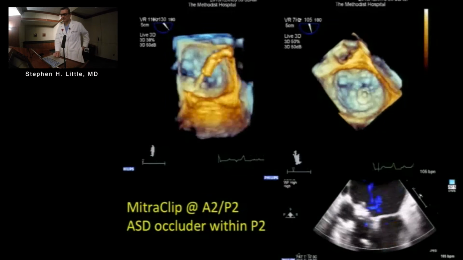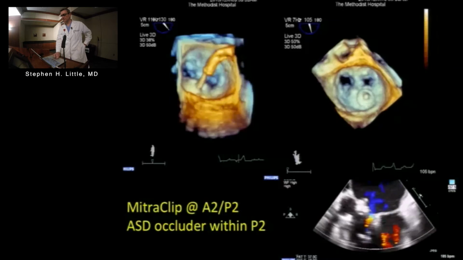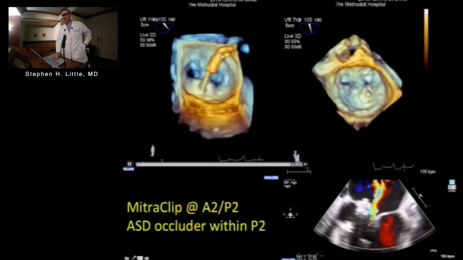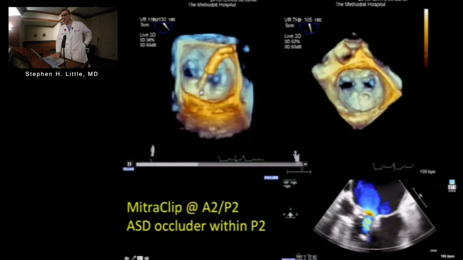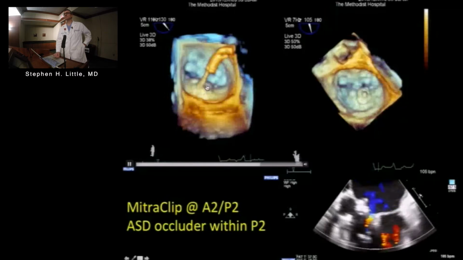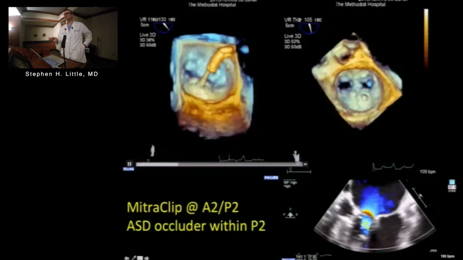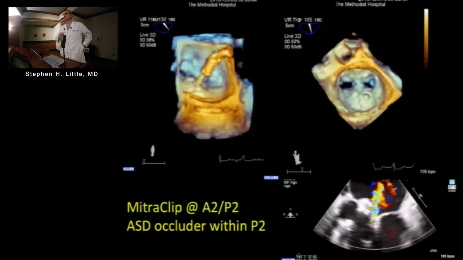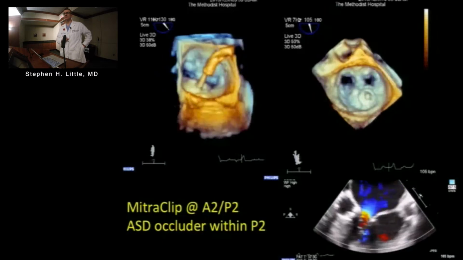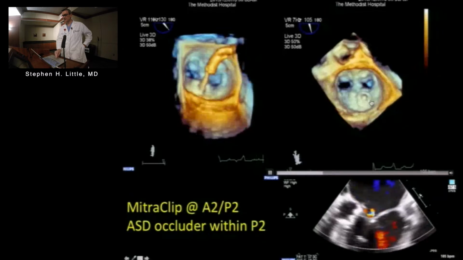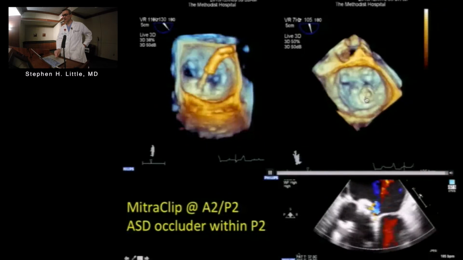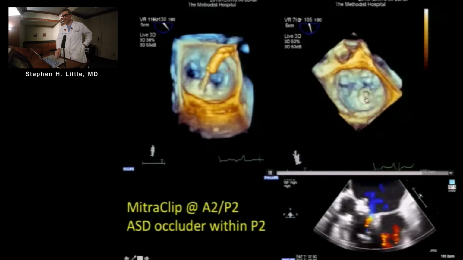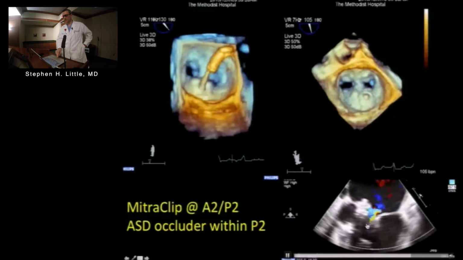Then, like the first case, the procedure, shown here in just one or two slides. Transseptal puncture, a wire across the defect. We actually did a MitraClip first. The thinking being the MitraClip would help with the central defect, but it would also stabilize the posterior leaflet to facilitate the second procedure. And this is basically a MitraClip and plug through the posterior leaflet, and a very significant reduction of his MR severity.